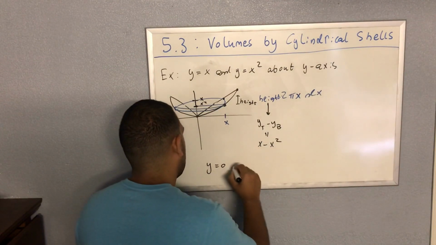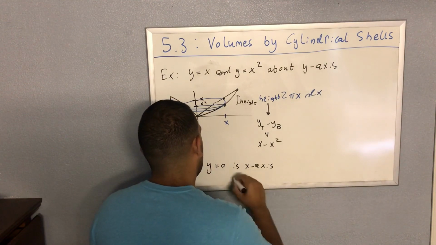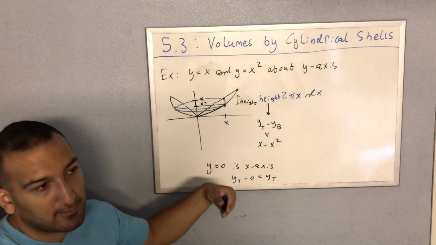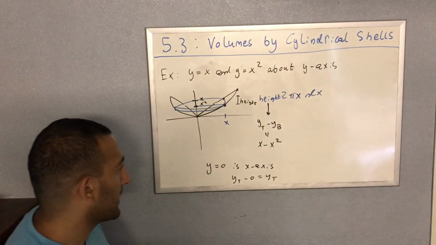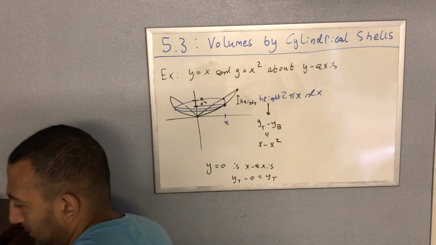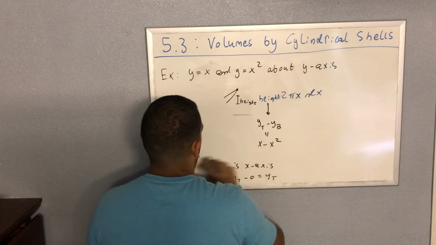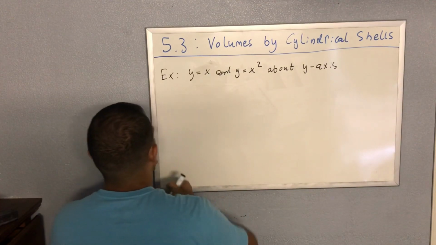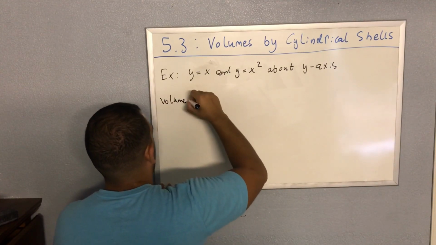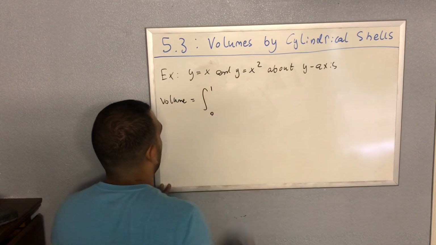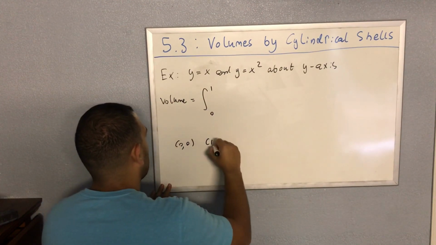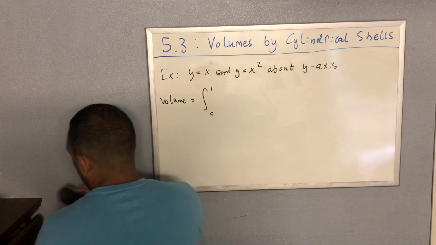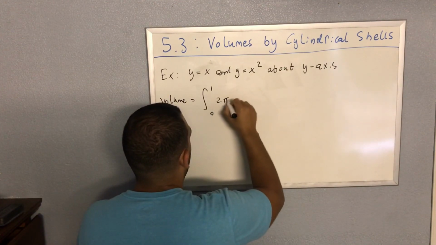Because y equals 0 is the x-axis. So we got y top minus 0, which is just y top. And that was just the function that we were already considering. So in this case, now the volume will be the integral from 0 to 1. Remember the ordered pairs were this. So we go from this x coordinate to that x coordinate. And then as always, it's 2 pi x.